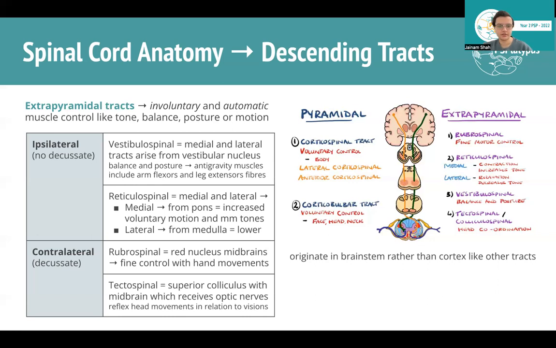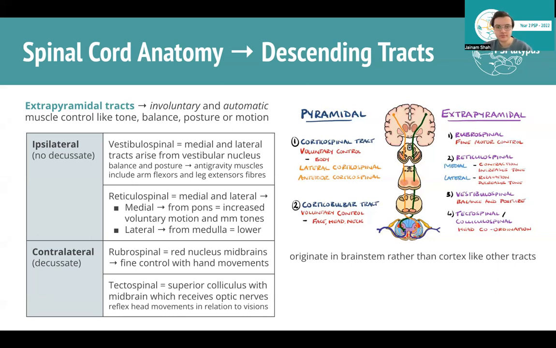And then the tectospinal comes from the superior colliculus. Again, you'll cover the colliculus and what that means later on, but it goes from the superior colliculus within the midbrain, which receives the optic nerves, and therefore it's responsible for reflex head movements in relation to vision. So if you see something and your head moves along with it, your vision and head movements working together, the structure responsible for that is the tectospinal tract.